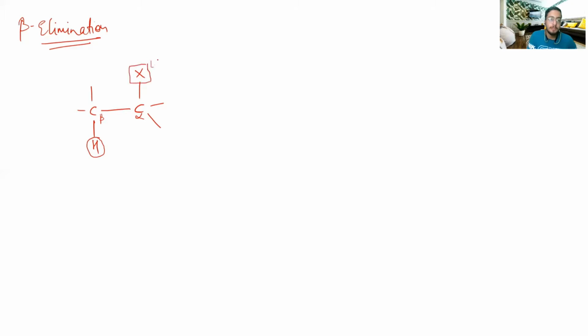So first of all, what is beta elimination? So today's topic is beta elimination. Suppose I have a carbon in my molecule and we have a leaving group on that carbon, and to this carbon which has the leaving group we have an adjacent carbon and we have a hydrogen on that carbon. With respect to this leaving group this carbon is alpha and this is beta, and the hydrogen present on this beta carbon is known as beta hydrogen with respect to this X leaving group. So X is our leaving group and this is our beta hydrogen.